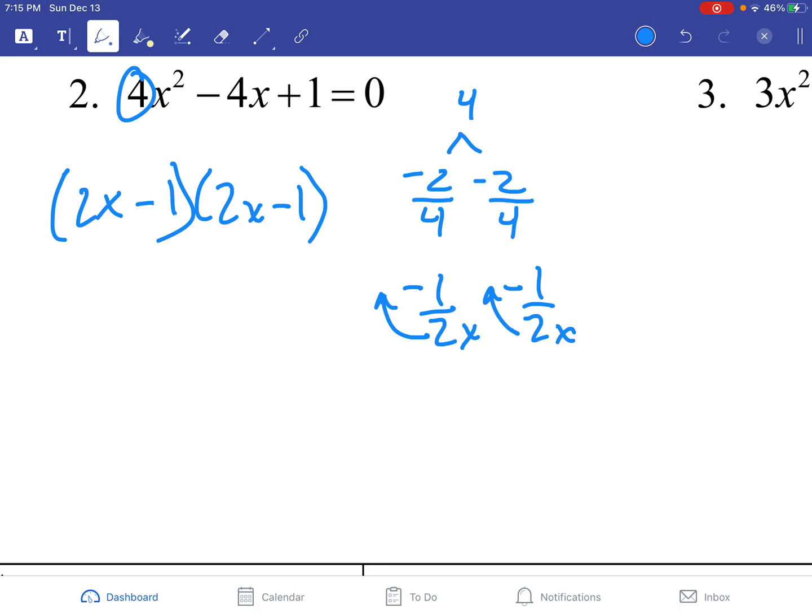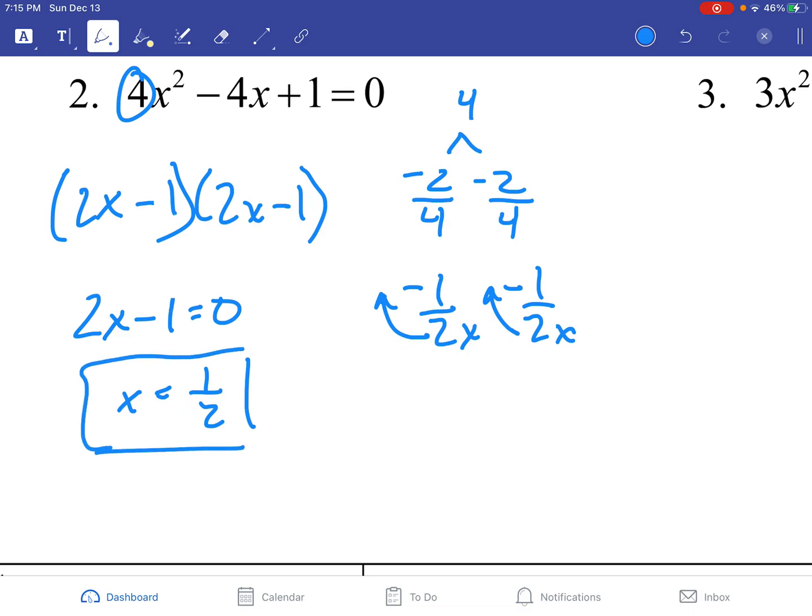Now, this is a solving problem, not just a factoring problem. So you actually have to take these 2 factors and set them equal to 0 and solve for x. So you're going to add 1 and divide by 2. Since it's both the same thing, we only need to do one of them. And that is your answer.